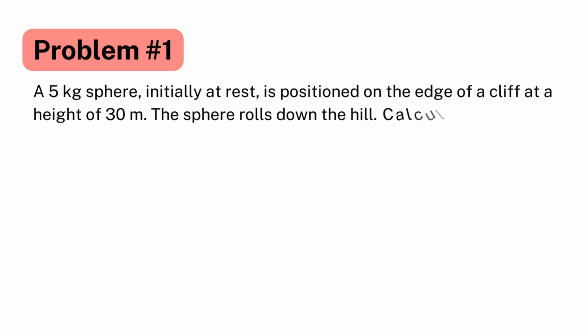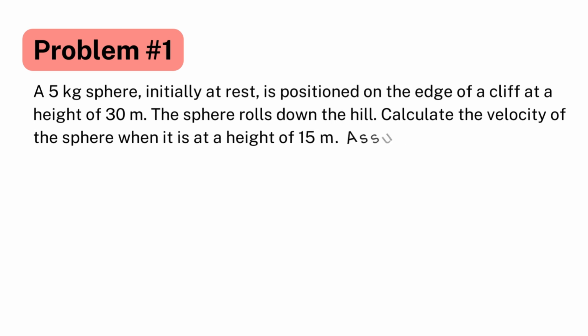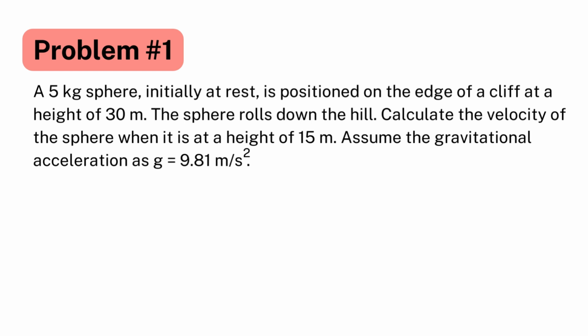The sphere rolls down the hill. Calculate the velocity of the sphere when it is at a height of 15 meters. Assume the gravitational acceleration as g equals 9.81 meters per second square. Note down the data, insert the values into the formula, and determine the velocity as needed.